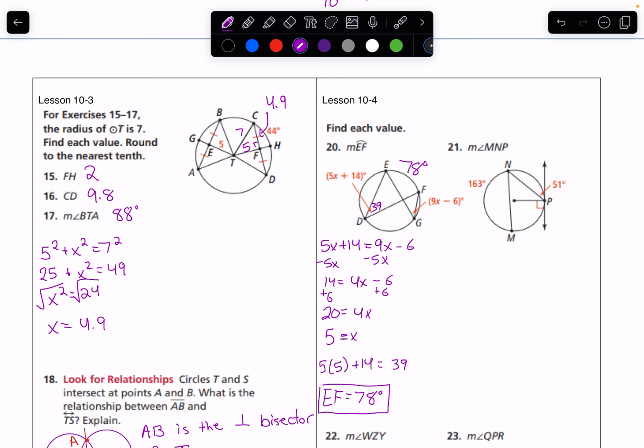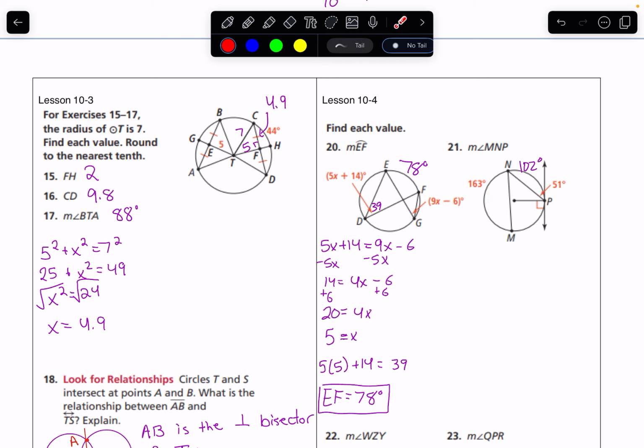Next, I'm looking for the measure of angle MNP, so I figure out which angle that is. That's this one right here. And I've got a lot going on here. I have a tangent chord angle, MNP. How am I going to do that? Let's see. So I know that this 51 degree angle is right here. So PN is a 102 degree arc. I know that NM is a 163 degree arc.